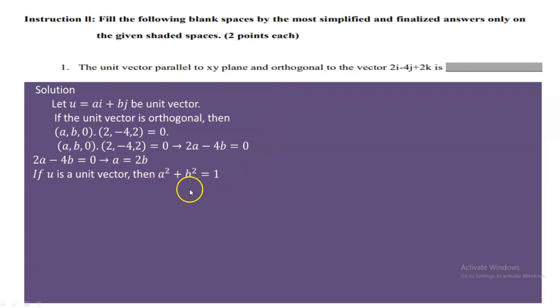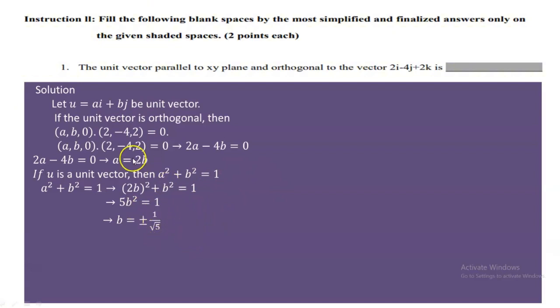But we knew what a is. A is 2b, so we can directly substitute 2b here in place of a. And then we have 2b whole squared plus b squared equal to 1, because in place of a I used 2b. Then 2b squared plus b squared makes 5b squared, as you know. 5b squared equals 1, and b is going to be plus or minus 1 over radical 5.